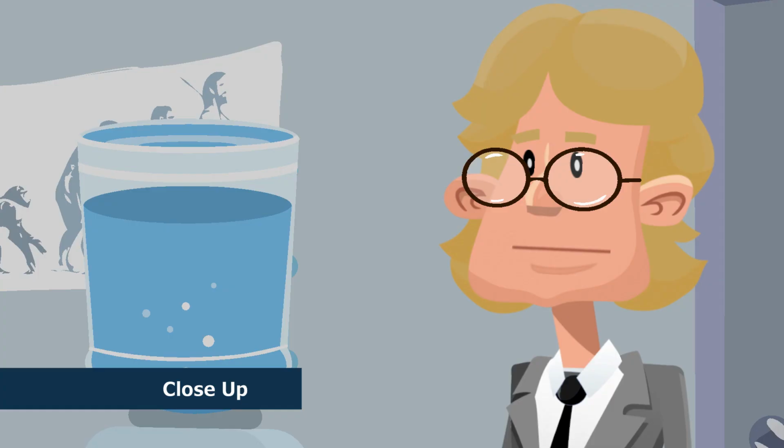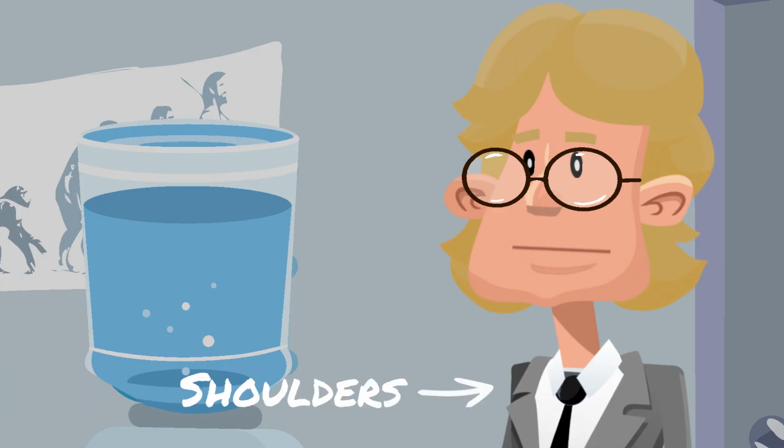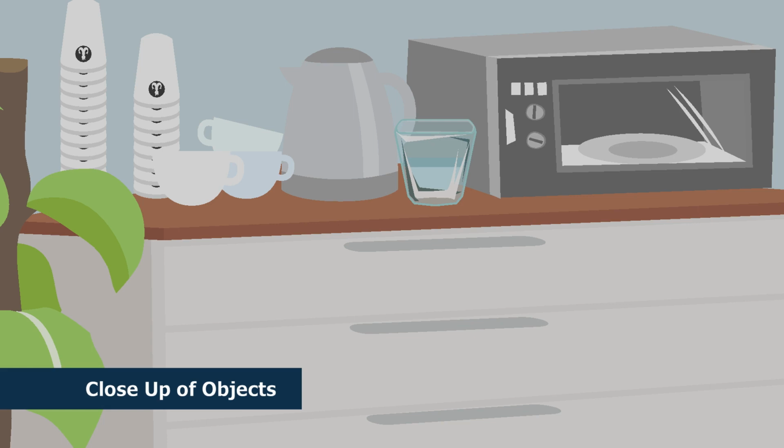A close-up shot usually shows a character from about the top of their shoulders to the top of their head and is used to focus your viewer's attention on what the character is saying. You can also use a close-up to focus on specific objects in a scene that a character may be talking about or pointing to. Show the close-up of the object as the character talking about it continues to speak off camera. You can also use close-ups for reaction shots.